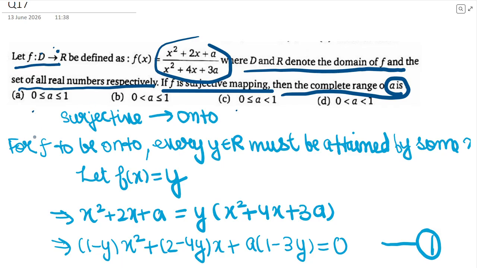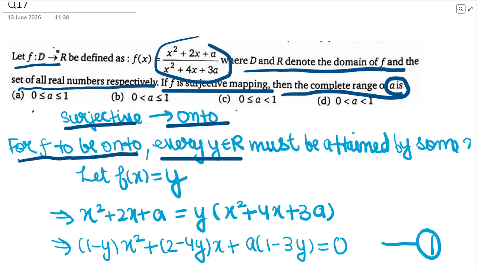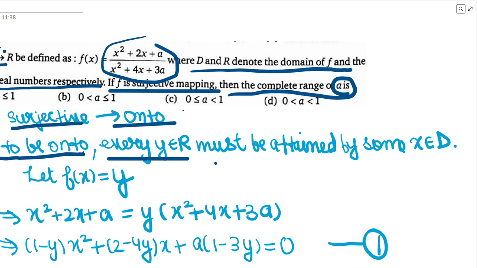Firstly, we'll jot down whatever is written in the question. It is given that f(x) is surjective. So what does surjective mean? Surjective means onto. Now what is the definition of onto? The definition says that for a function f to be onto, every y belonging to R must be attained by some x.